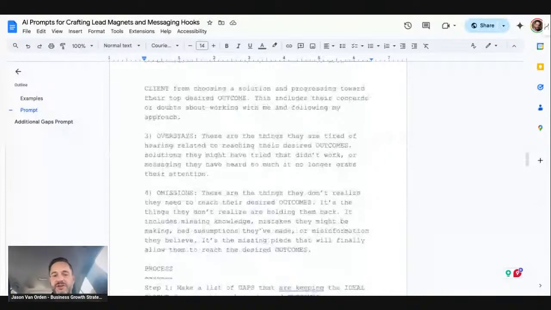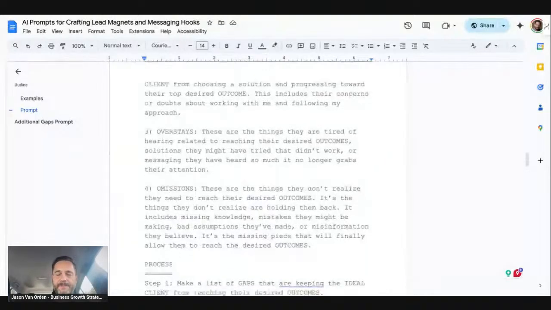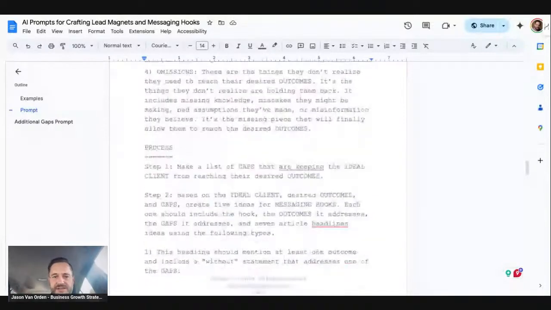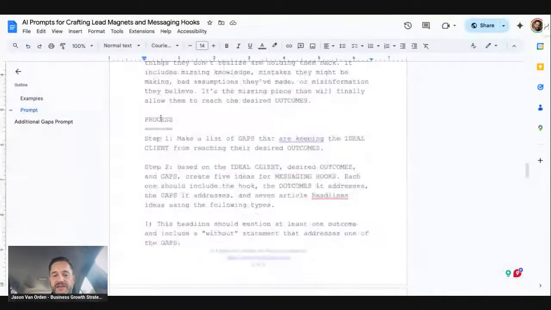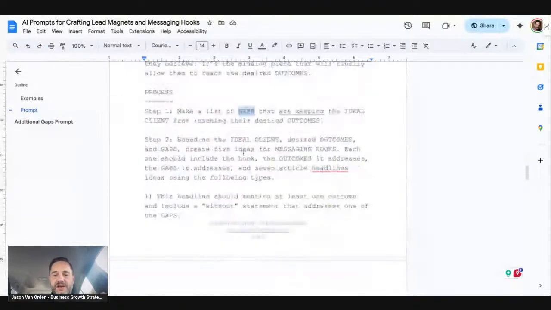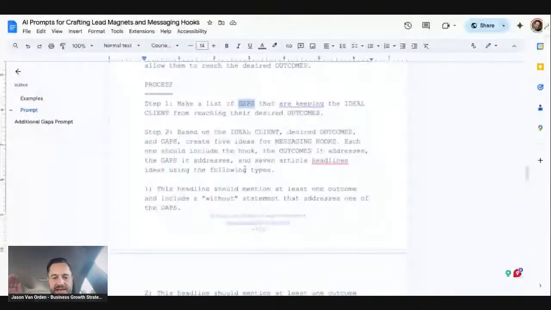It's helping you enter the conversation already going on in their mind. And then I tell the AI, here's the process I want you to follow. I want you to make a list of the gaps in these 4 areas. And then based on the information I've given you, I want you to create some headlines for potential content lead magnets.